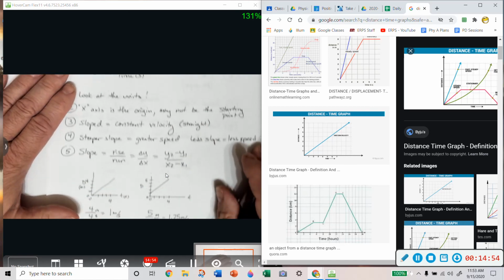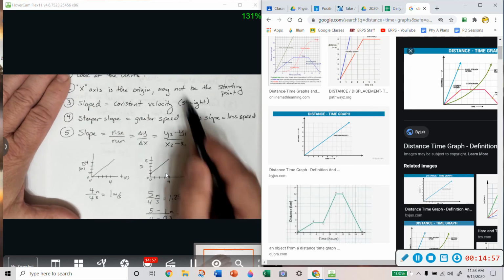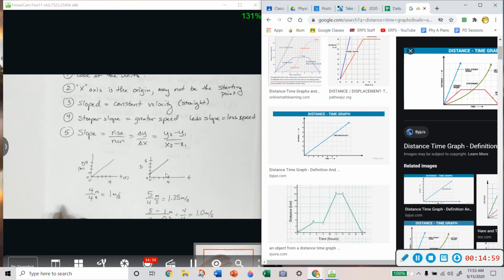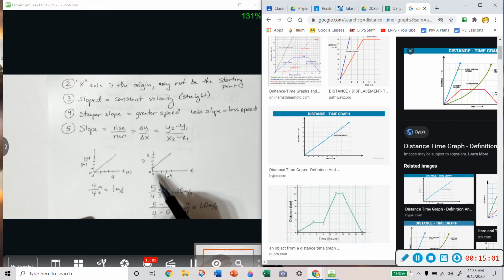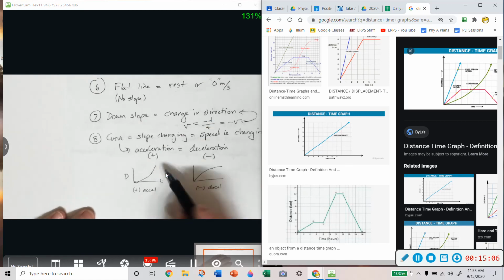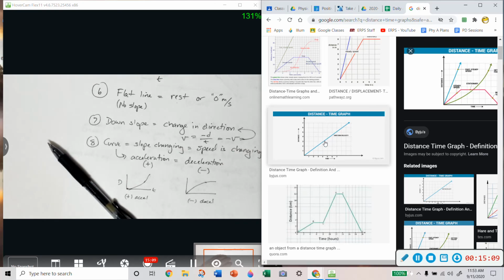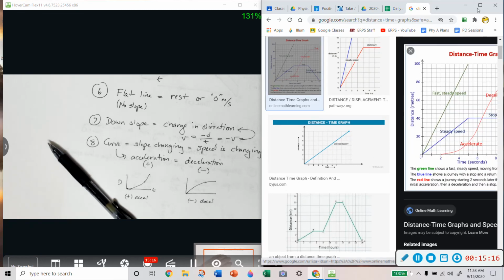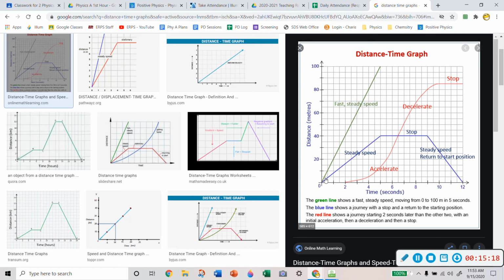Okay, so these are the things you need to know about distance-time graphs. You need to know how to read them, you need to know how to calculate slopes, and you need to understand what the graph is telling you at different times. Let's look at one really quick just to finish out this video. We have one object, the green one, going at steady fast speed, it says right here. Here we have one where the slope is increasing, the red one, it says accelerate, and it says decelerate because it's curving down, stop at the top.